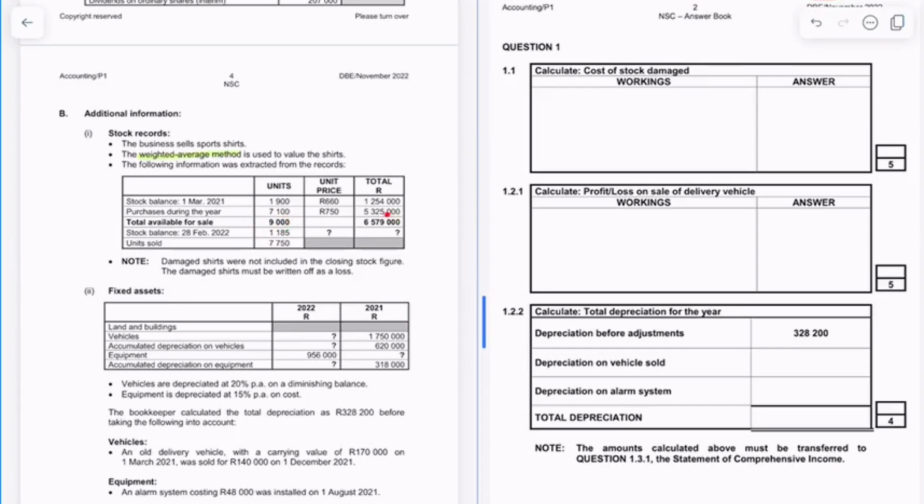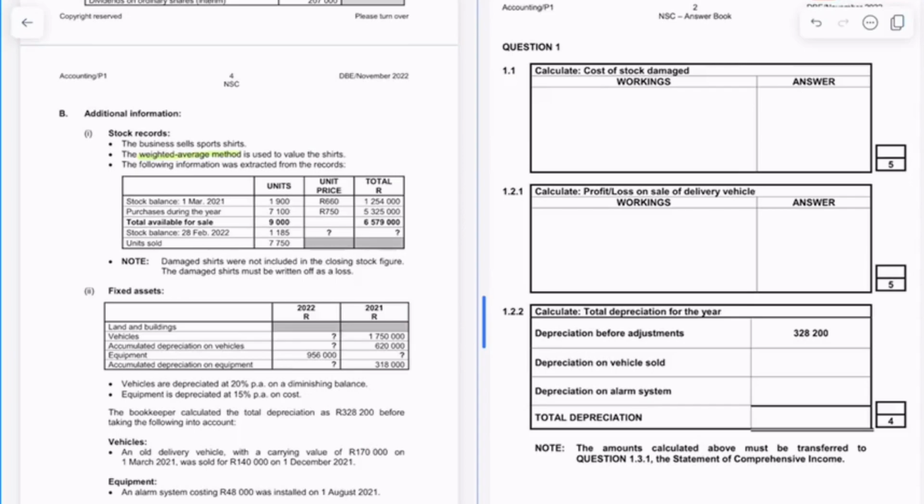The value of that is 6,579,000. The closing stock is 1,185 shirts, and we sold 7,750. We are told that the damaged shirts were not included in the closing stock figure, and the damaged shirts must be written off as a loss. So that will happen in our statement of comprehensive income. So let's start with these calculations.